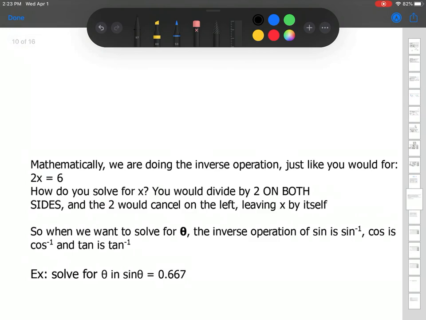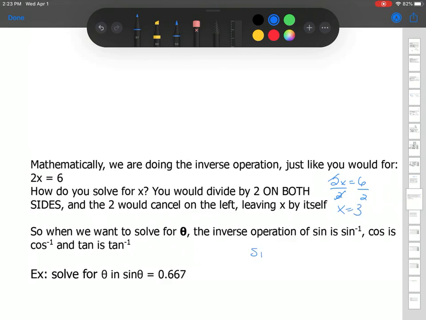Okay, so what are we doing? What's happening here? Again, we're doing the inverse operation. So if you had 2x equals 6, then how do you solve for x? You would divide by 2 on both sides. So then you would divide by 2, right? And you would get x equals 3.